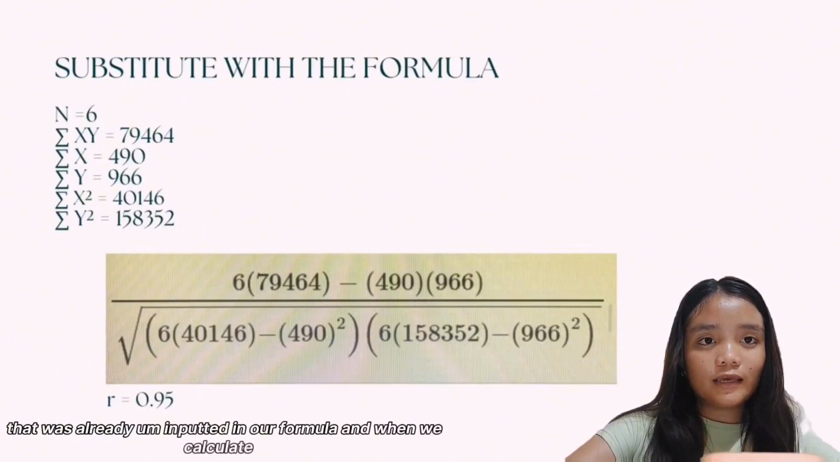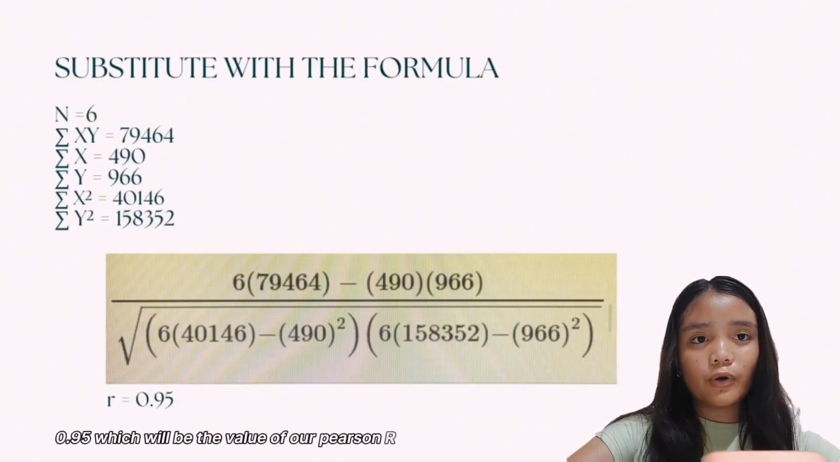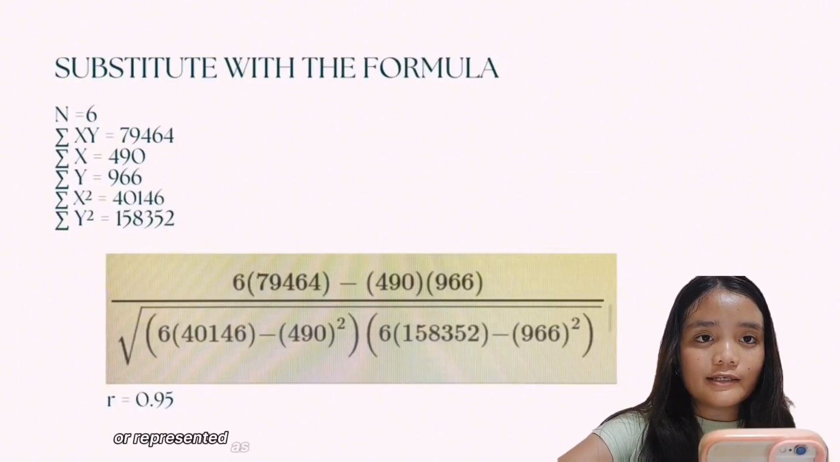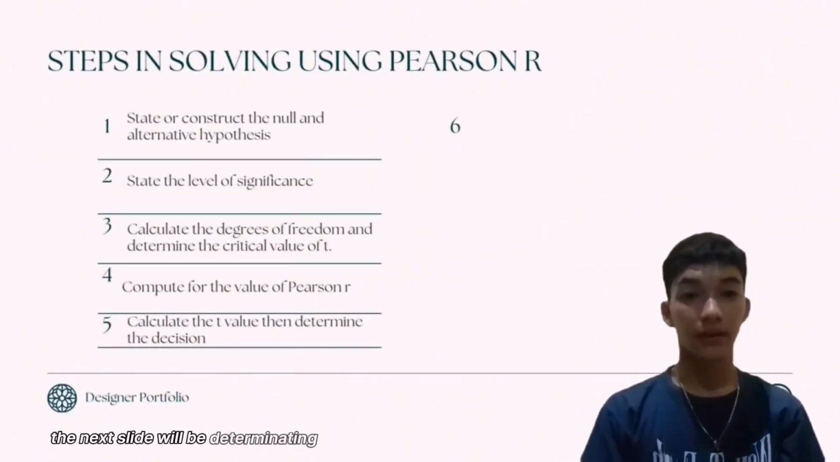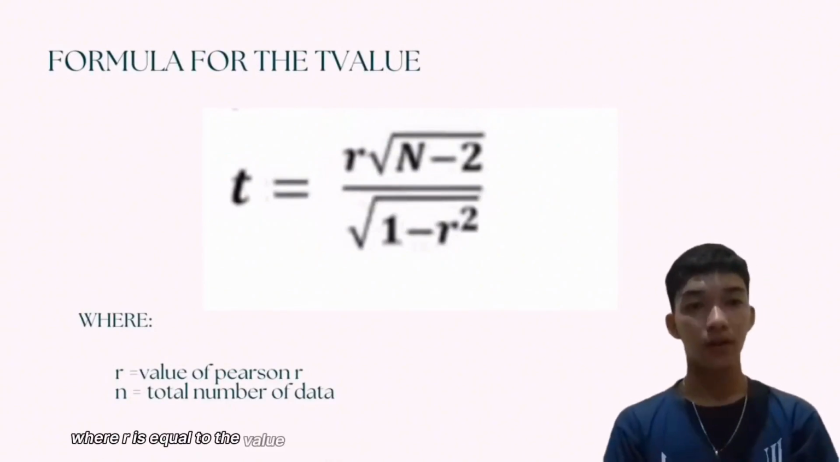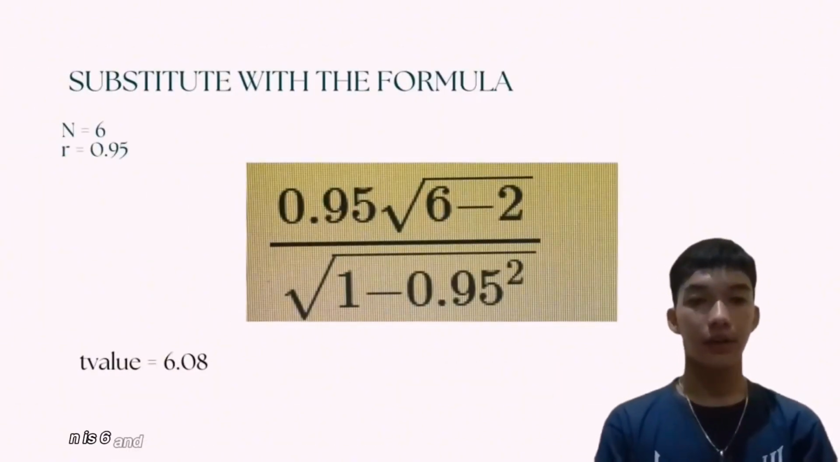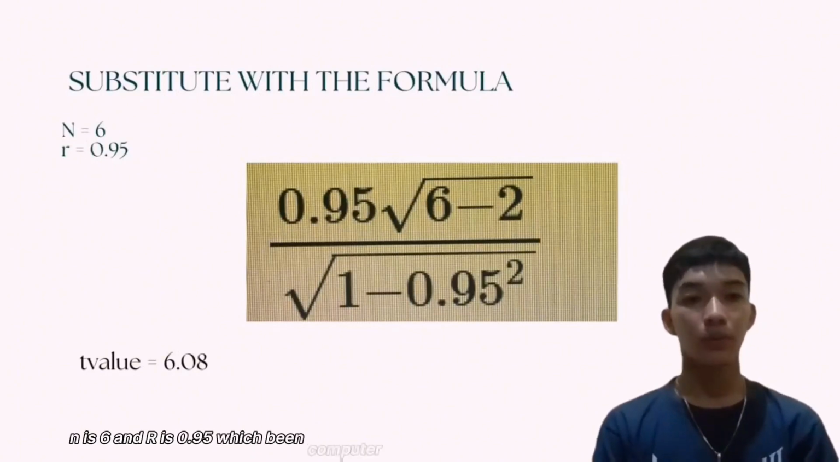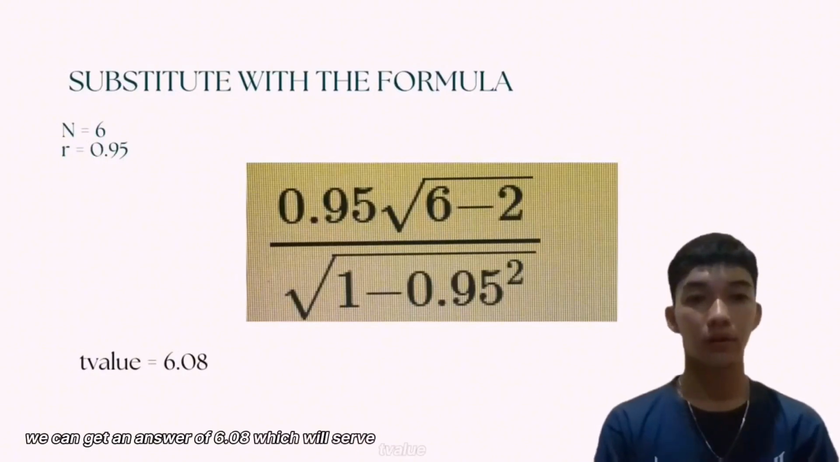And when we calculate it, the answer would be 0.95, which will be the value of our Pearson R, represented as the letter R. The next slide would be determining the t value. Here is the formula for the t value, where R is equal to the value of Pearson R and n is equal to the total number of data. N is 6 and R is 0.95, which when computed using this formula, we get an answer of 6.08, which will serve as our t value.